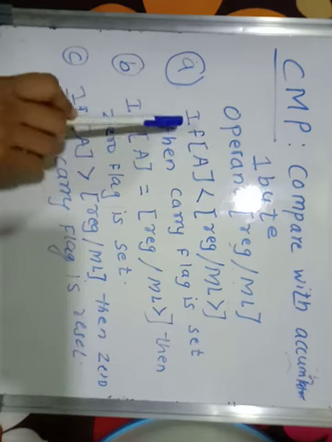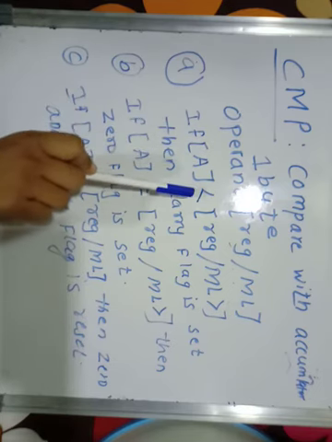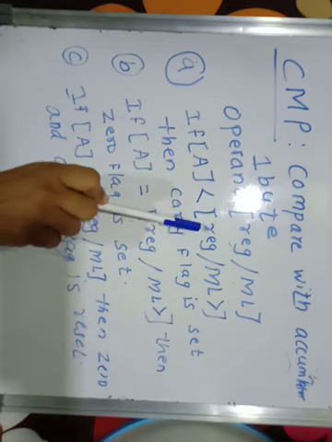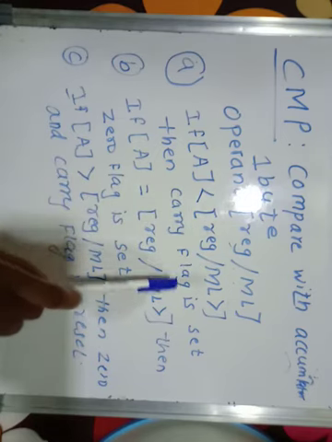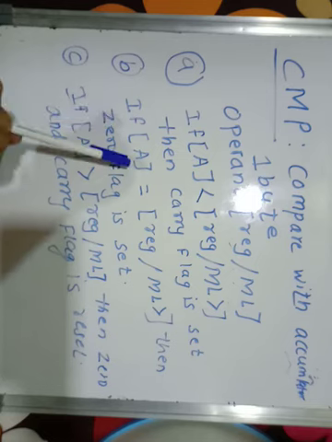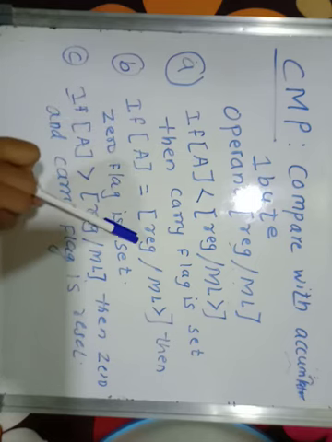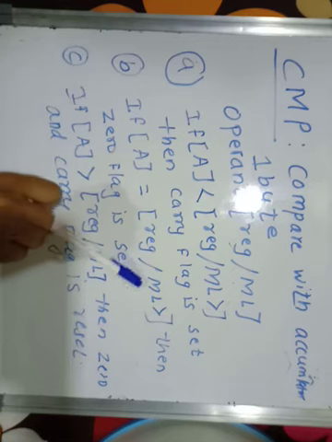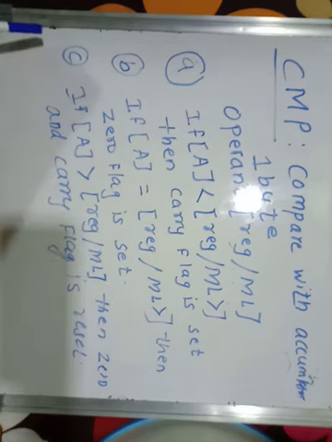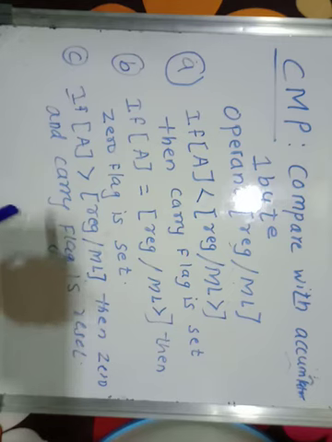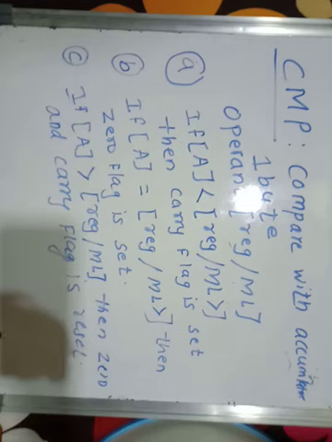See, again I am telling you, if contents of accumulator are less than the content of register or memory location, then carry flag is set. If accumulator contents are equal to the contents of register or memory location, then zero flag is set. And if the content of accumulator is greater than the content of register or memory location, then both flags, that is zero and carry flag, are reset. So here we are going to see one example. Okay, so according to these conditions only.